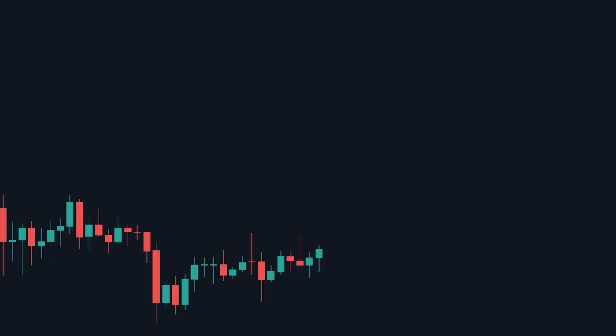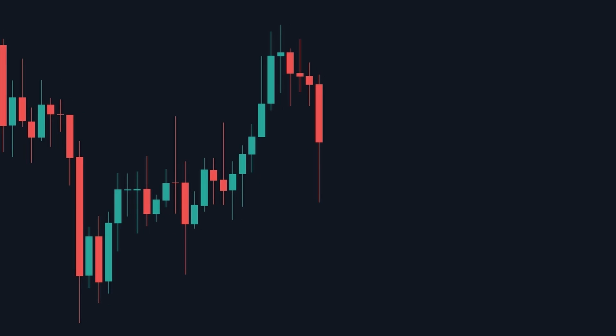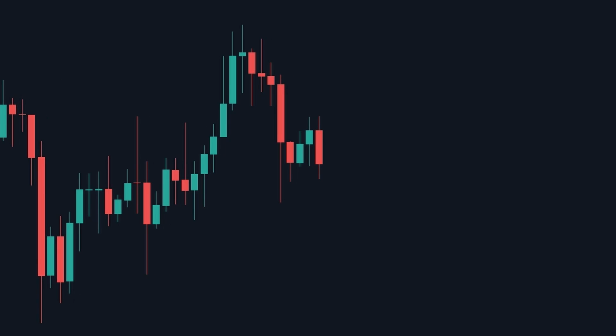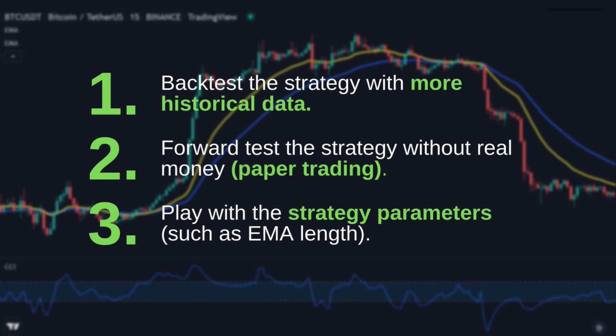We finally discovered a highly profitable and accurate trading strategy. But these results are not perfect. Traders can make this strategy more profitable. First, it is always a good idea to backtest the strategy with more historical market data. Backtesting usually takes around 100 or more trades until finish.